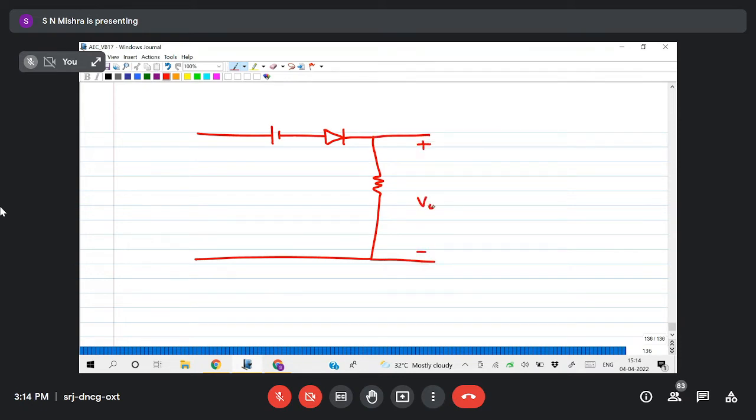Plus minus V0, R, D, 2 volt. Let us take an ideal diode. Input you take the same as a sine wave, 0 to 10, minus 10, Vi. Students had some difficulty here, so see how we will do it.